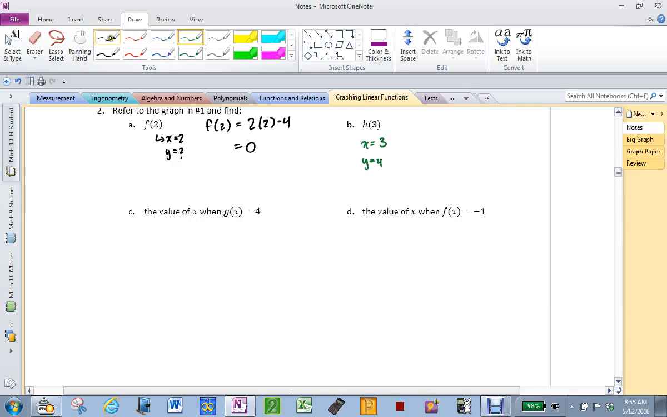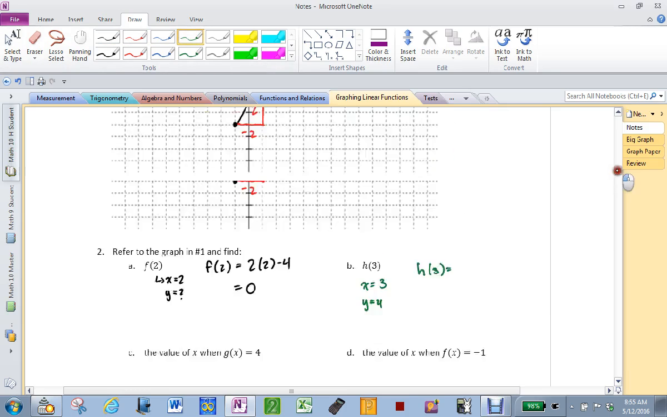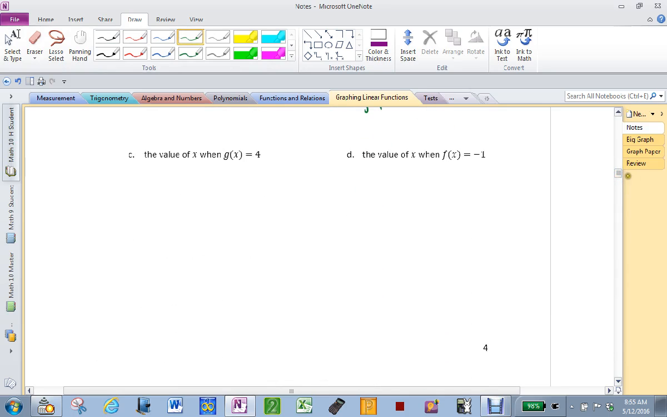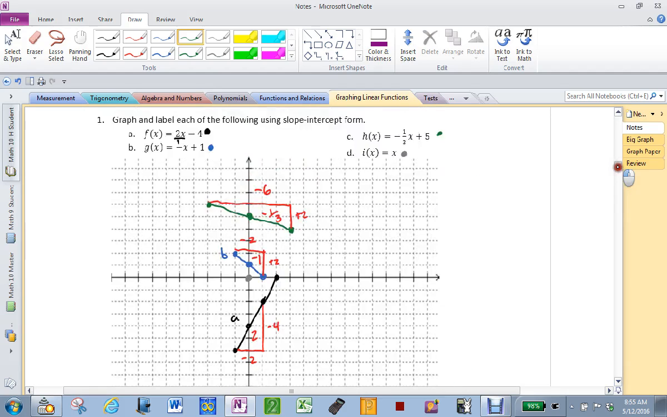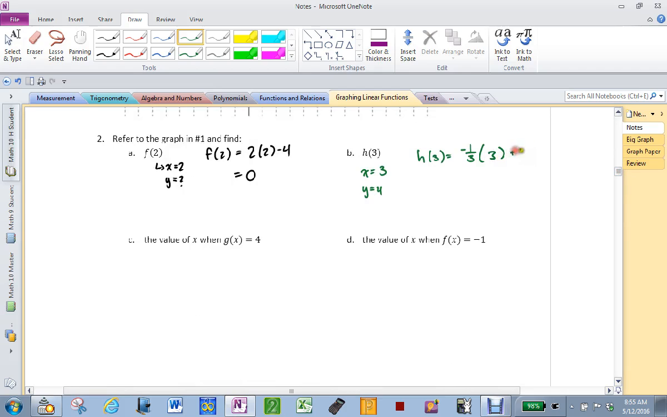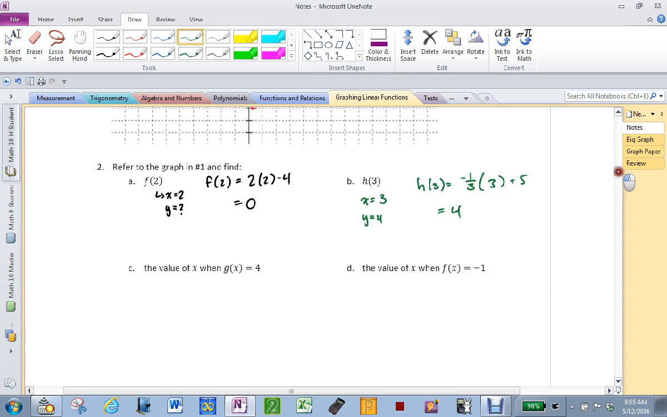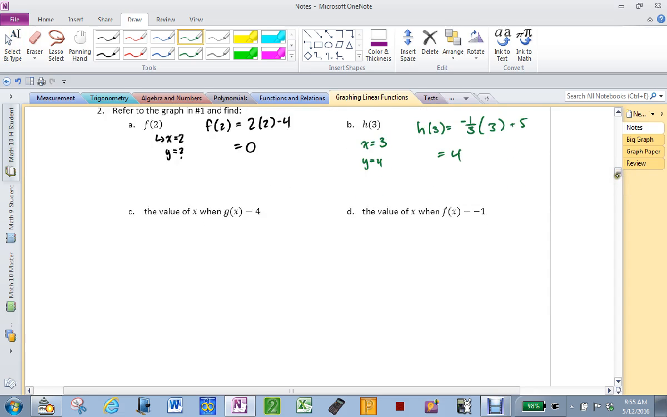Now do that with algebra. The h of 3 is negative 1/3 times what? 3 plus 5. What's negative 1/3 times 3? Negative 1. What's negative 1 plus 5? 4. And we're good. Correct? What's different in C? Doesn't give me an x, but it gives me a y.